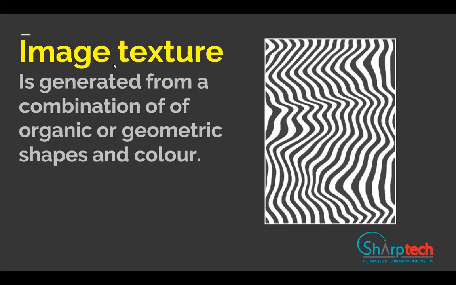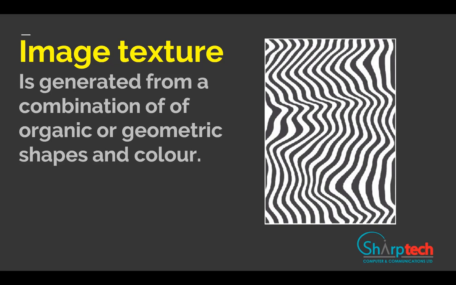Yes. So, of course, in summary, we had said image texture is generated from a combination of organic or geometric shapes and color. You combine either organic shapes and color, if not geometric shapes and color. When you combine the two, then you should be able to come up with what we call an image texture. Okay? Yes. And most of the time, I see image textures being portrayed on carpets. There are these carpets that people use in their houses.